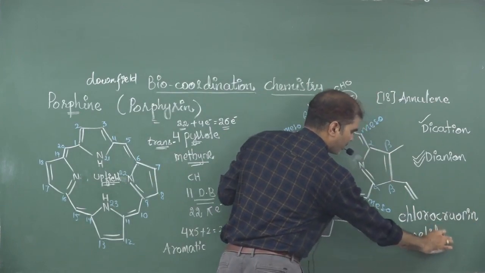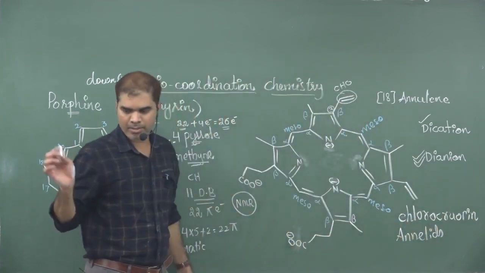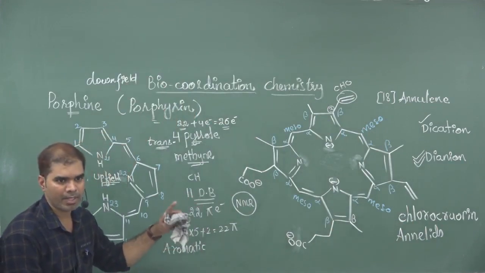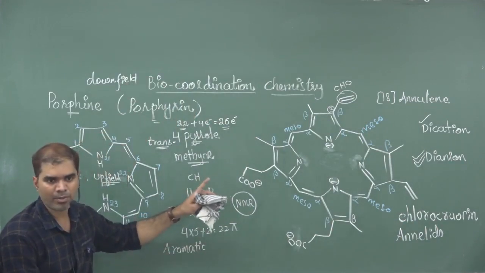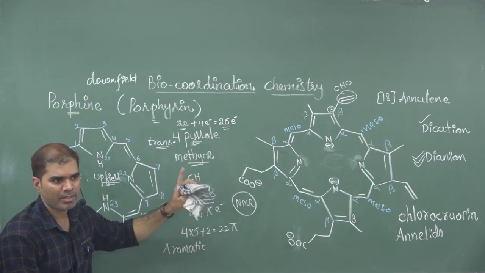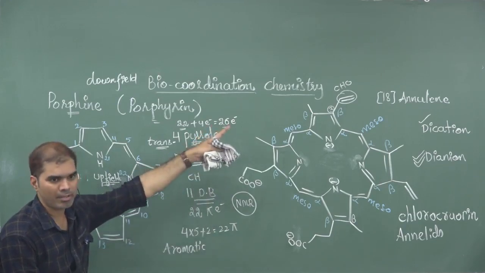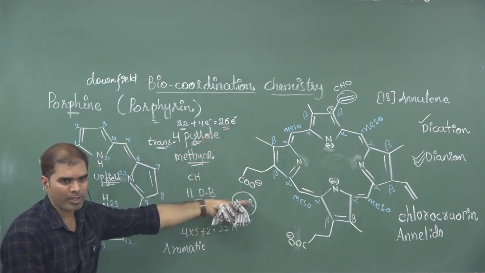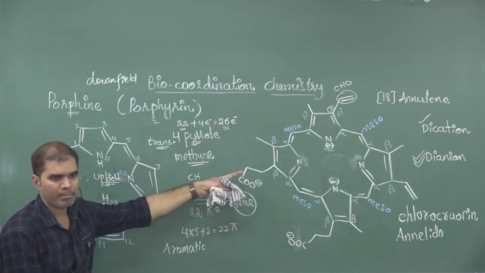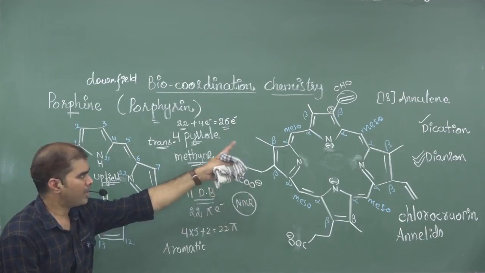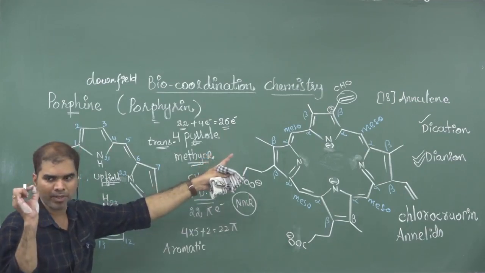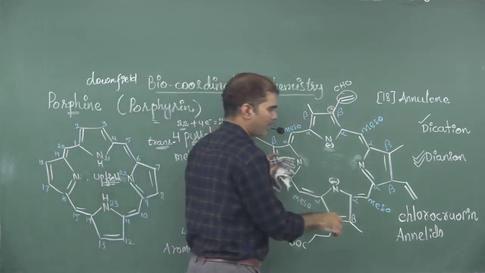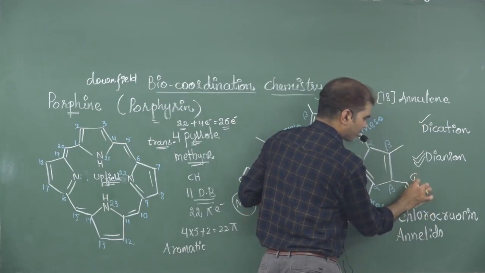You might have heard about annelids, earthworms, etc. So in annelids, there is a pigment, just as we have hemoglobin, that will have chlorocruorin. And what is the difference? The only difference is at position 3, instead of a double bond, it has a CHO. And what is the color of porphyrin? Purple. It is purple color. But for this chlorocruorin, just one bond we are changing, and the color completely changes to green.